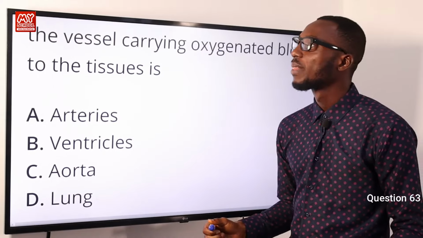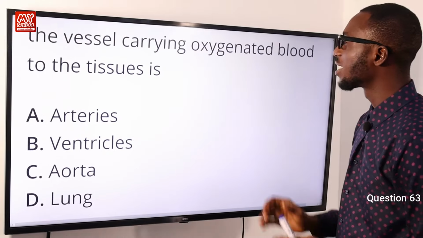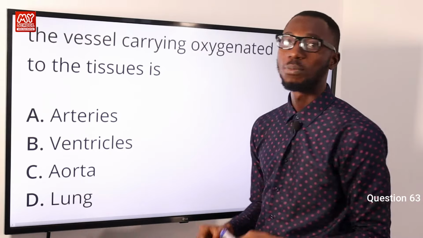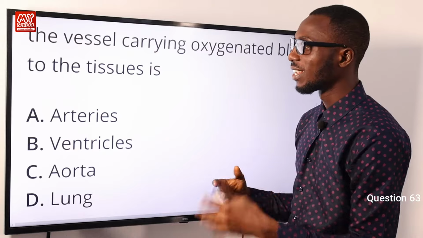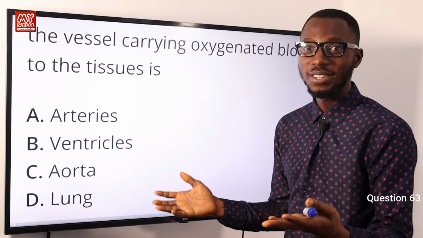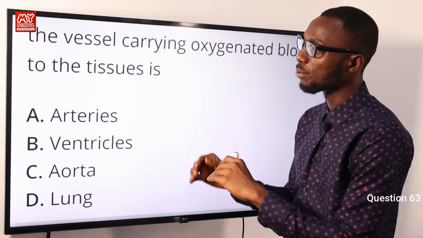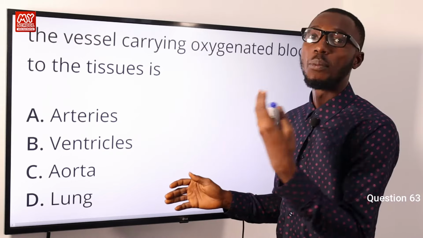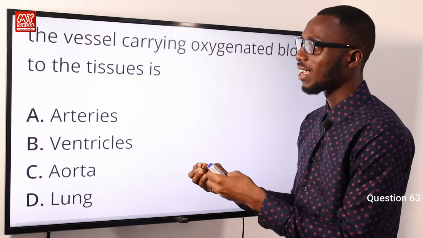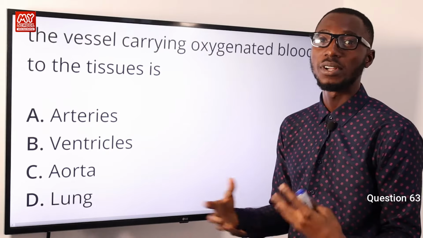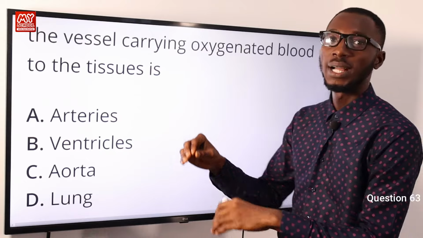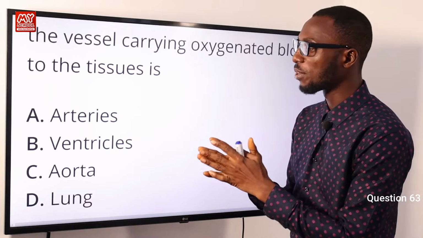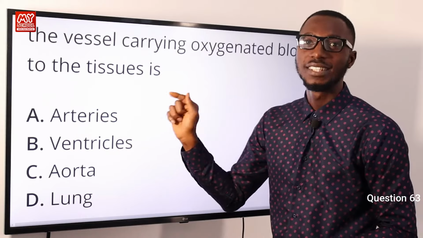Question 63. The vessel carrying oxygenated blood to the tissues is the arteries. To be precise, the systemic arteries carry oxygenated blood from the left ventricle to the tissues of the body, while the pulmonary artery takes low oxygenated blood from the right ventricle back to the lungs. So the correct option here is option A, the arteries.